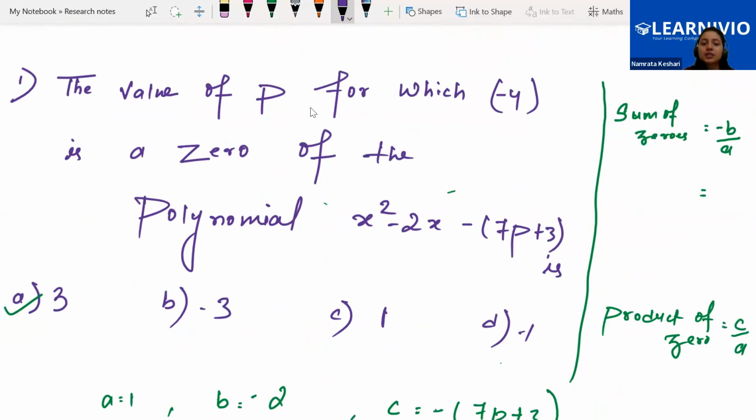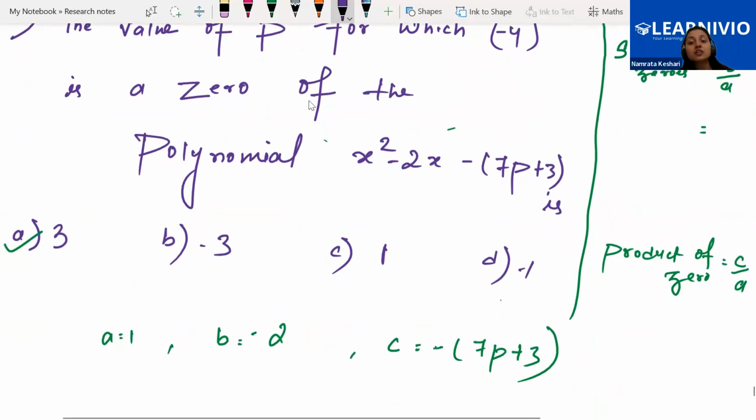Now in our polynomial, which is this one, what is A, what is B, what is C? So A is 1, B is -2, and C is minus of 7p plus 3. P, we are going to treat like a number. So minus of 7p plus 3 is a constant term. Now let's substitute in the formula, sum of the zeros is minus b by a. If we substitute minus of -2, why minus of -2? Minus came from the formula and our b is negative. This is how we have to substitute.